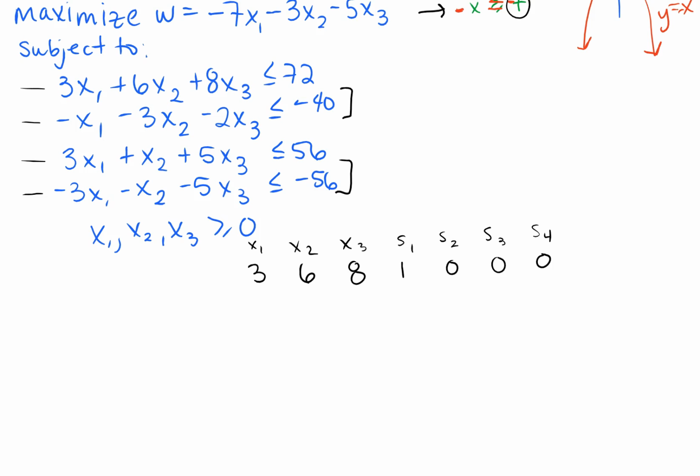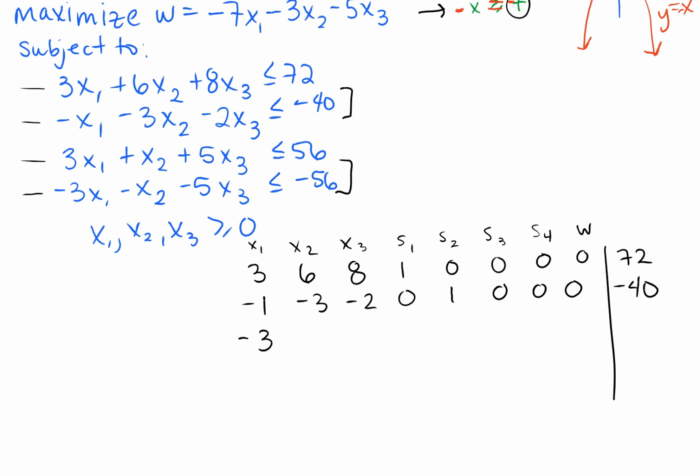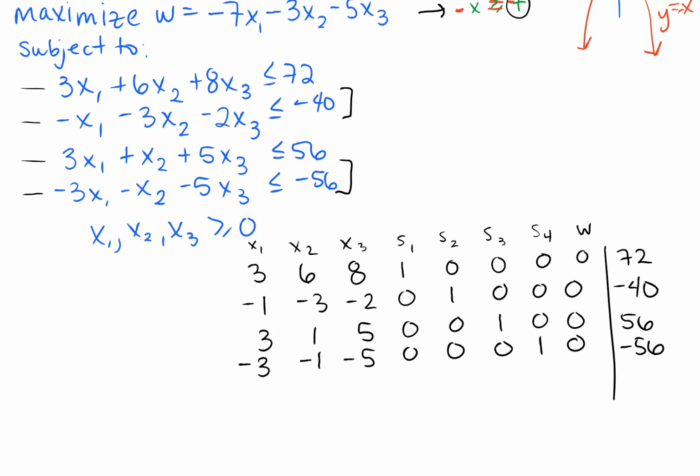And then we need a column to represent our objective function. Now remember, our objective function right now is w. So we'll have a 0 here, and then we'll have our constants on the other side. So we'll have 72. So now let's see, our second constraint will be negative 1, negative 3, negative 2, 0, 1, 0, 0, 0, negative 40. The third one will be positive 3, positive 1, positive 5, 0, 0, 1, 0, 0, 56. And then the next one will be negative 3, negative 1, negative 5, 0, 0, 0, 1, 0, negative 56.